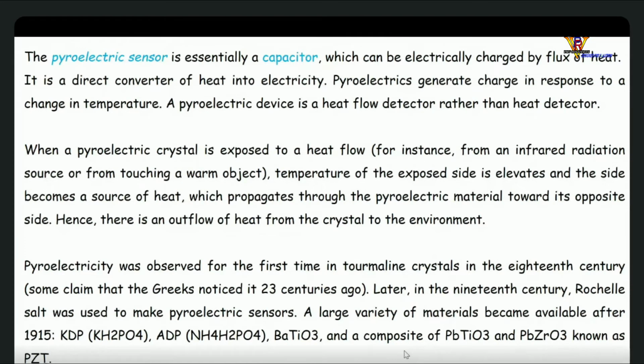The most important materials are triglycine sulfate, lithium tantalate, and barium titanate, BaTiO3. Barium titanate is the positive polarization type of material, but the negative type is lithium tantalate, LiTaO3. So these materials are termed ferroelectric materials.